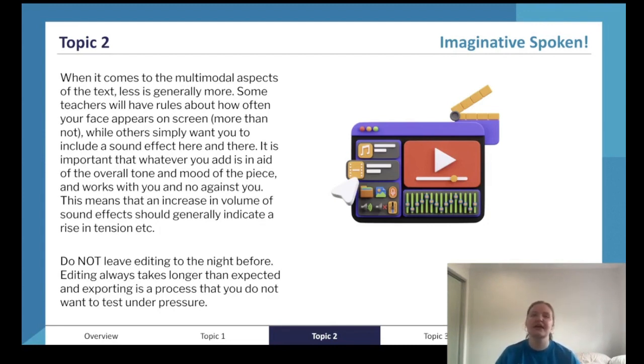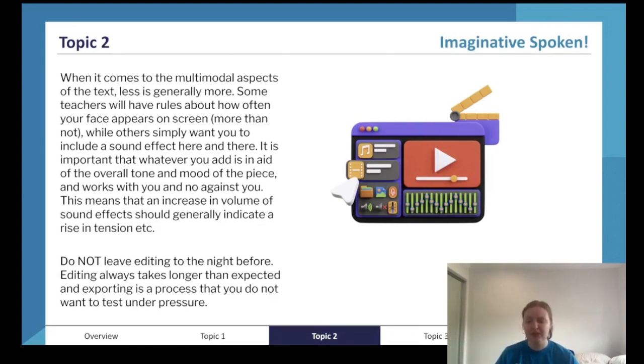While others simply will say that you need to include a number of sound effects here and there in order to elevate the emotional response to your story. It's important that whatever you add into your story in post-production aids the overall tone and mood of the piece, in the sense that it works for you and not against you. You're not just putting in those elements for the sake of it because you've been told to. Again, we're in senior, intentional. We need to be making discerning choices in order to elevate your piece. This means that generally an increase in volume of sound effects, for example, would indicate a rise in tension and so on.